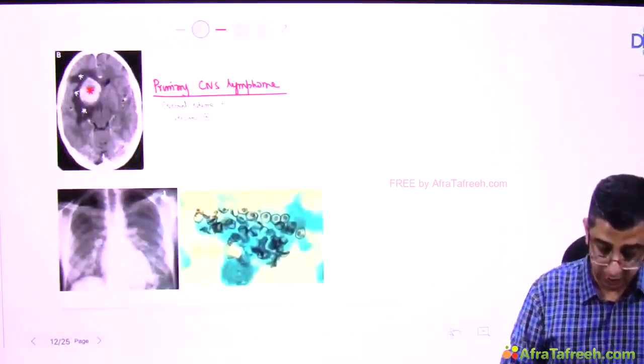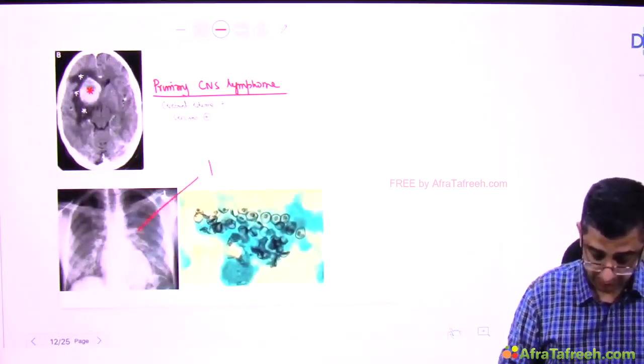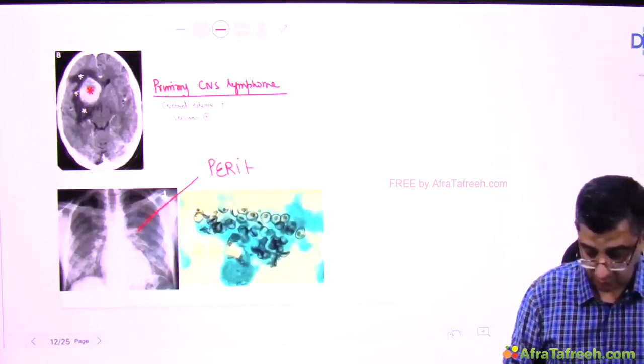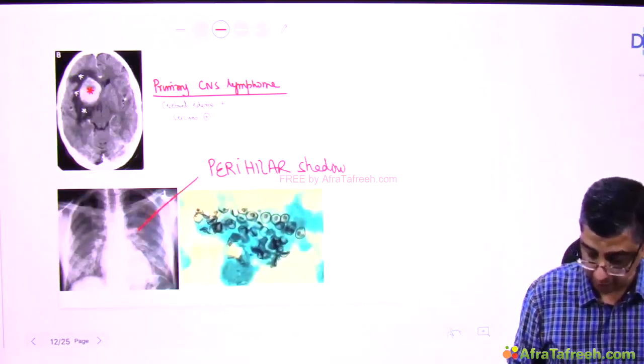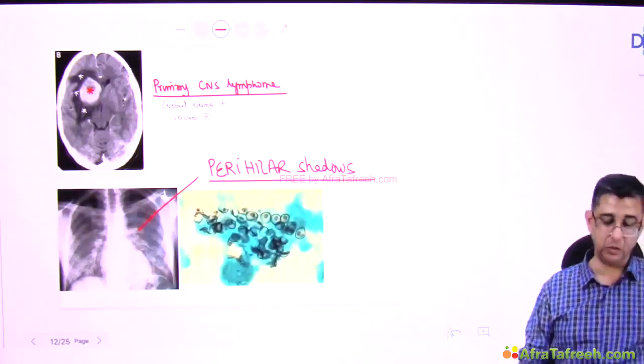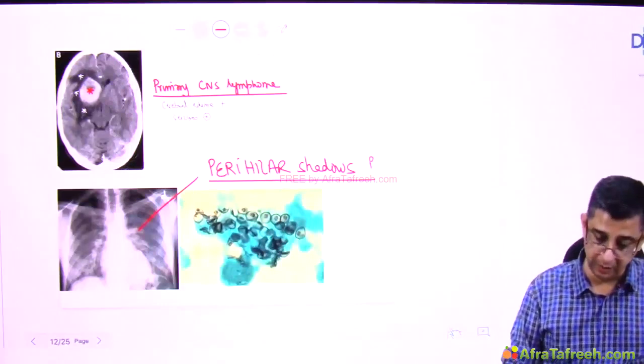In the next image, you can see perihilar shadows. This is an AIDS positive patient who has been coughing for the past 2 weeks. Initially, I thought he could be having tuberculosis, but when I had a look at the X-ray, it is showing perihilar shadows which are bilaterally present.